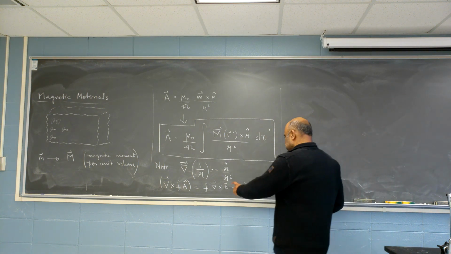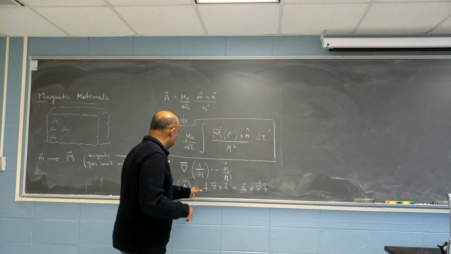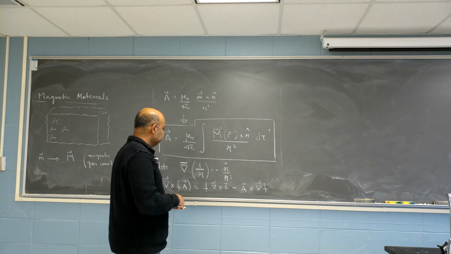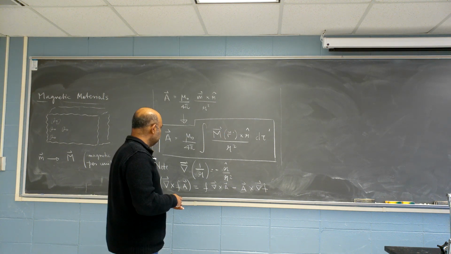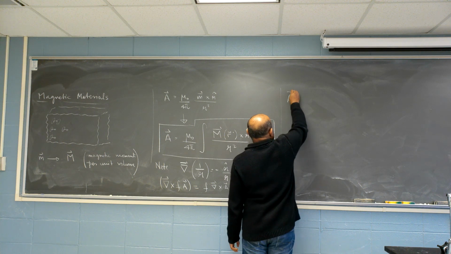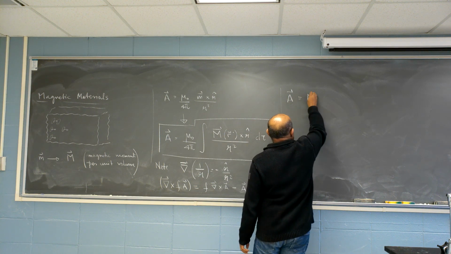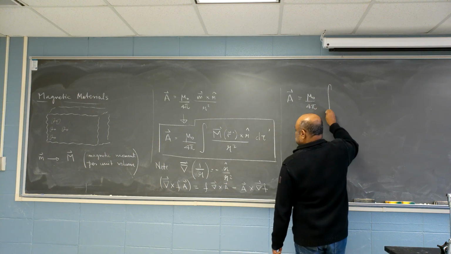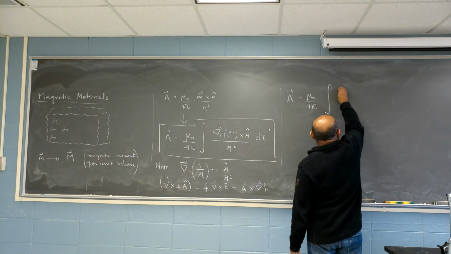Okay, so I'm just going to use this. There's nothing more here, just use vector calculus. So, A equals mu 0 over 4 pi. And who likes minus signs?